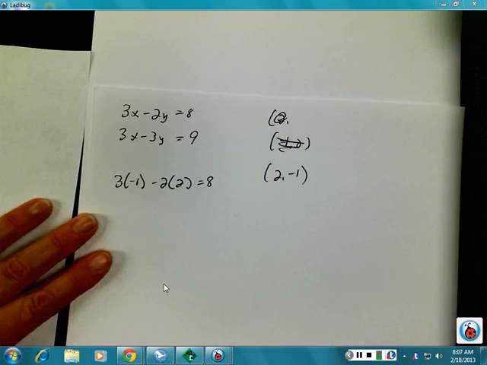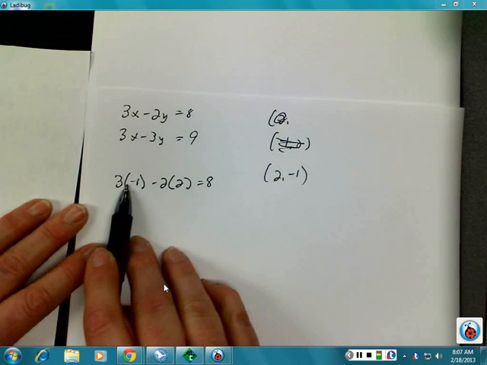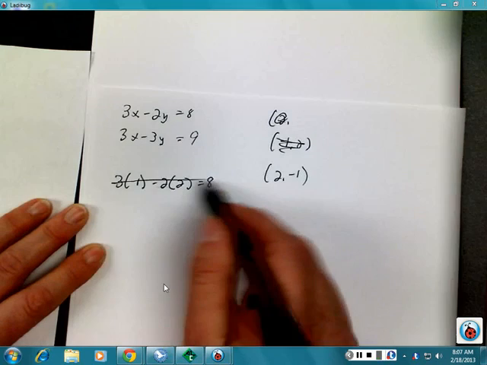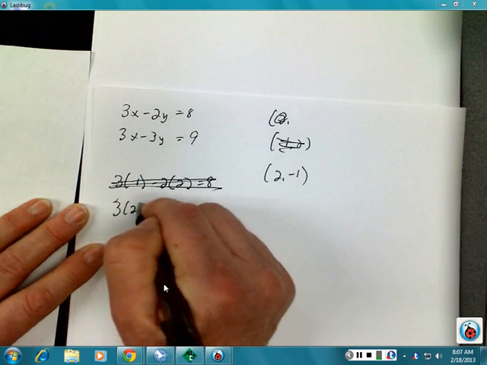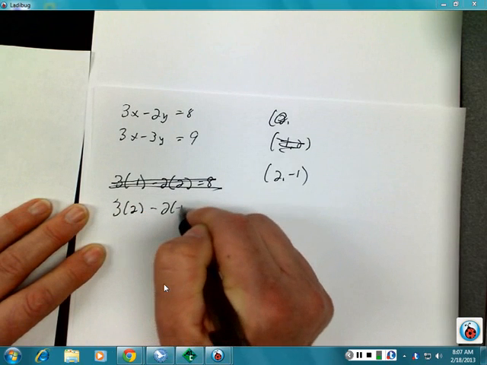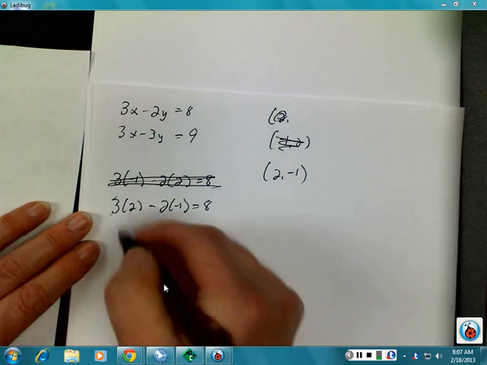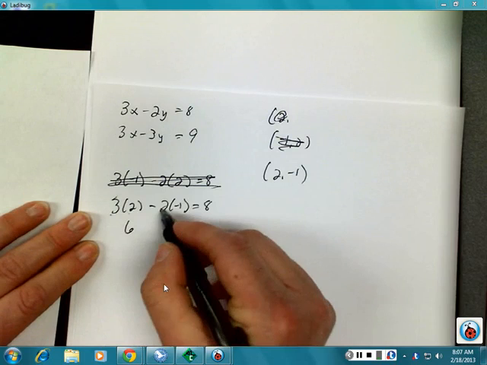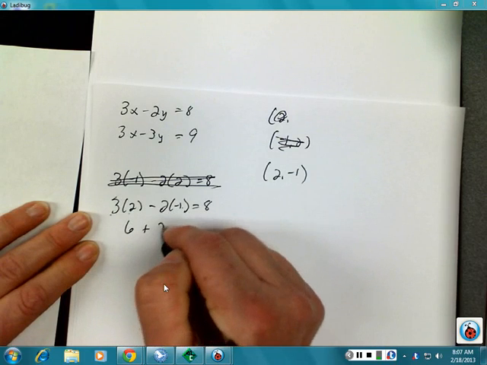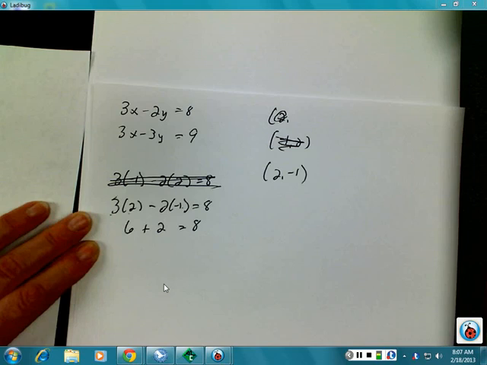2 and -1. If I put it this way, it's probably not going to end up helping me out, is it? So let's try it the other way. 3 times 2 minus 2 times the -1, does that equal 8? What would we all say? Well, 3 times 2 is 6. -2 times the -1 is a +2, so that does equal 8.